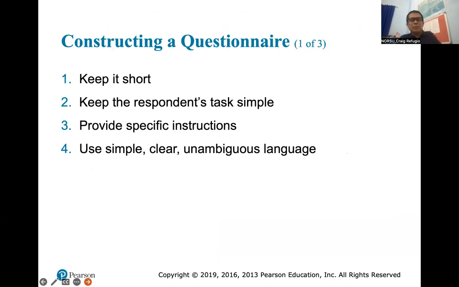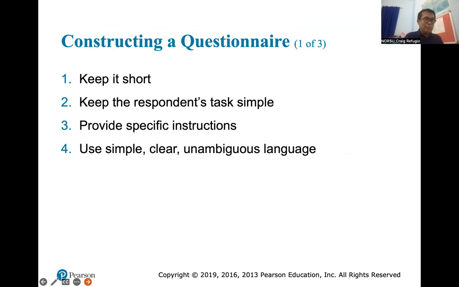Then constructing a questionnaire. So number 1, keep it short. The questionnaire must be short. If there is a long one, then it would take a long time also to answer those different questions. And some of the respondents would not read the entire item if that is a very long questionnaire. And if there is a very long one, you would not get the accurate answer because no one would spend time just to read all the items.